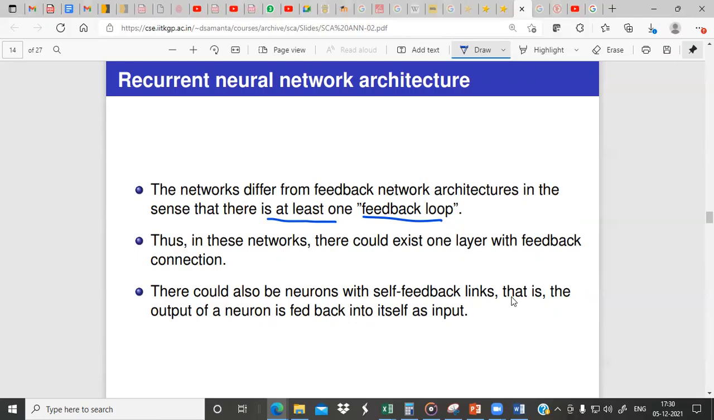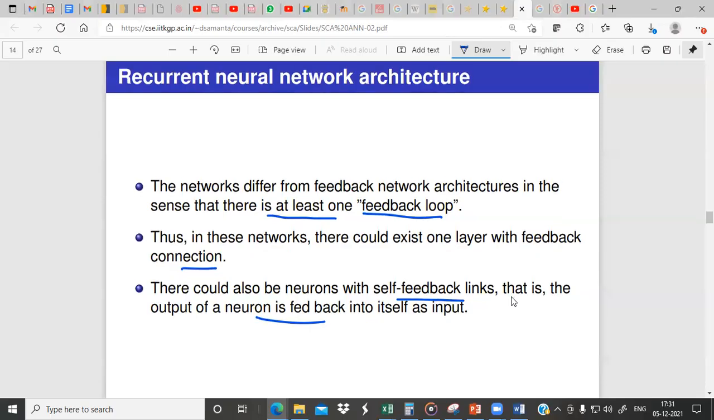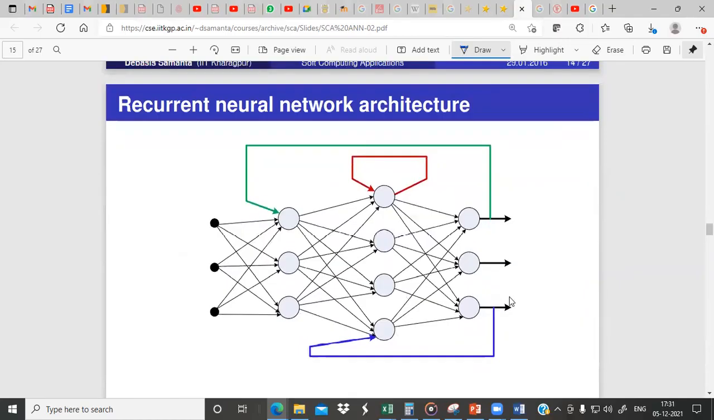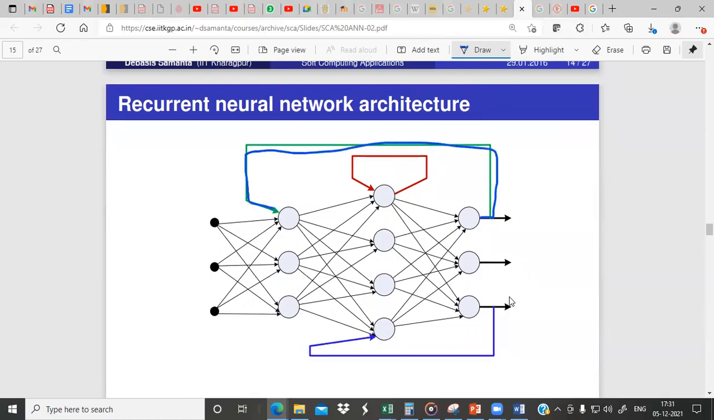There could exist one layer with feedback connections. There could also be neurons with self-feedback links, that is, the output of a neuron is fed back into itself as input. Such a neural network is called a recurrent neural network. Here is a typical architecture of a recurrent neural network. You can see the output of this neuron is given as an input to the first neuron, and here we have a self input: the output of the neuron itself is given as its own input.